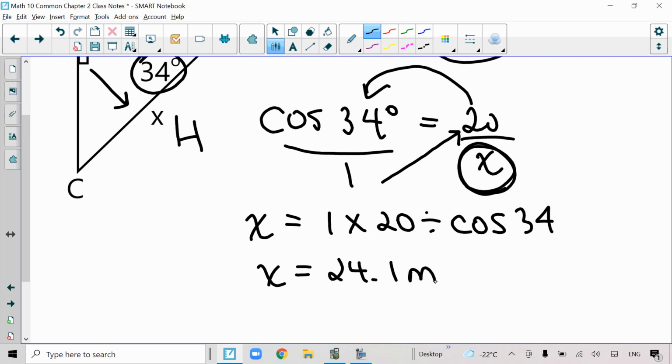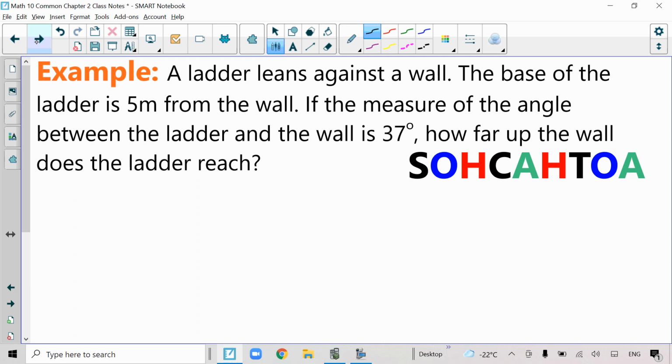Okay, so you see it's just a simple process: the first step is finding the cosine, sine, or tangent ratio, put it over 1, cross multiply and divide, and away you go. Okay, in this last example, I have not given you the triangle, and we're going to draw it ourselves, but the same process. So we have a ladder that's leaning against a wall. Okay, so here's my ladder.